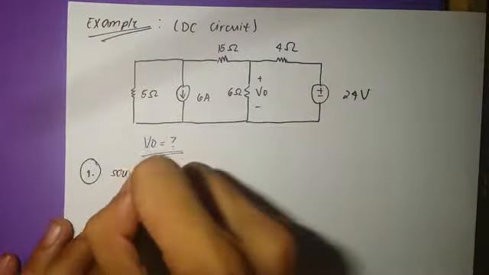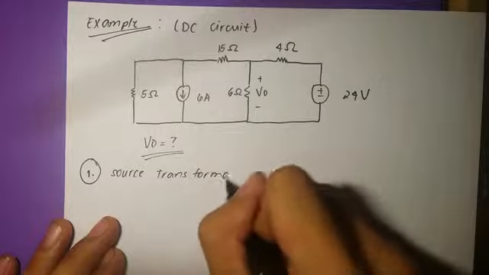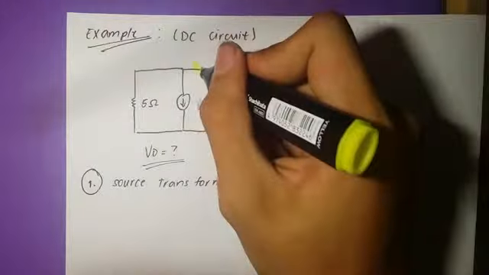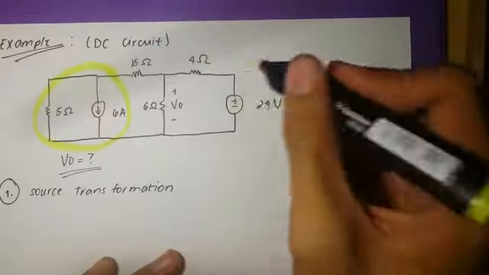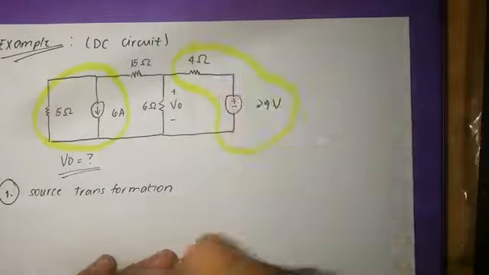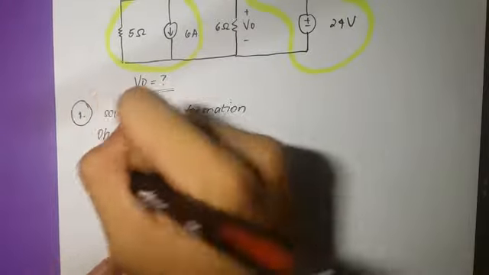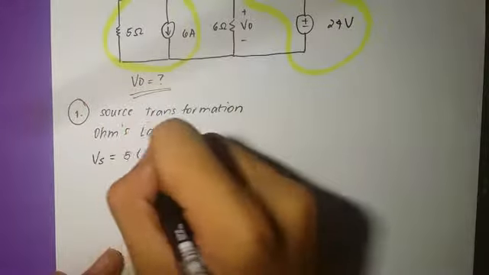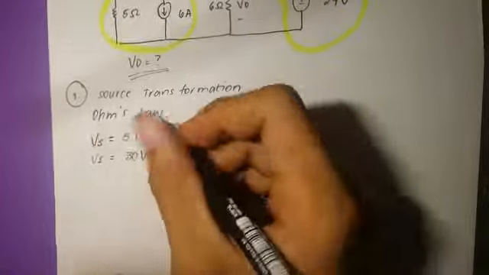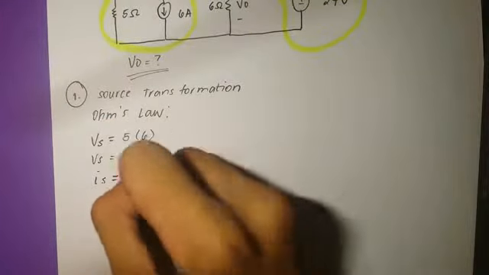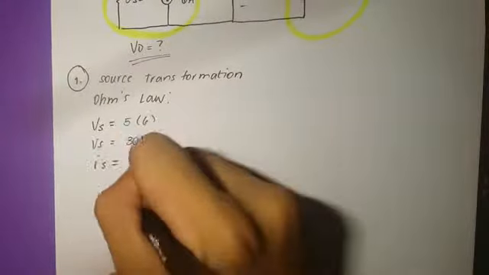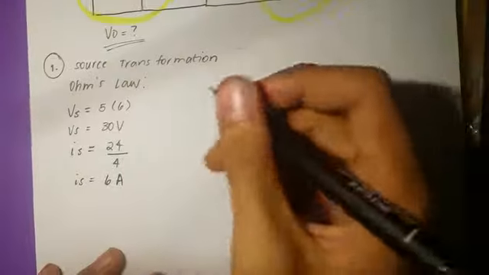The first step will be the source transformation. We can observe that this part and this part satisfy the condition for source transformation, so we can use Ohm's law. The Vs, which is equal to 5 times 6, will be 30 volts, and the I, 24 over 4, will be equal to 6 amperes. Now for the second step.